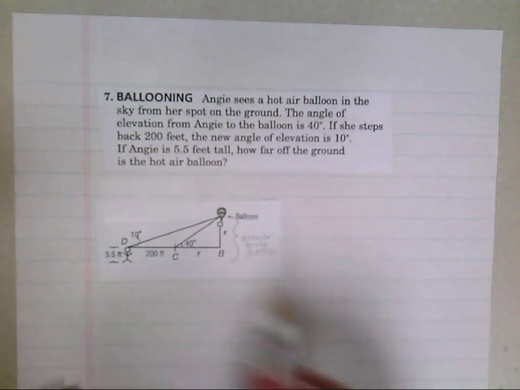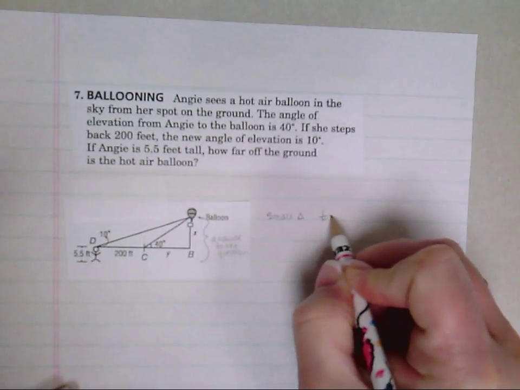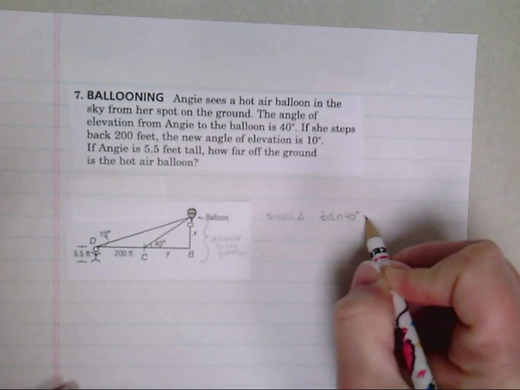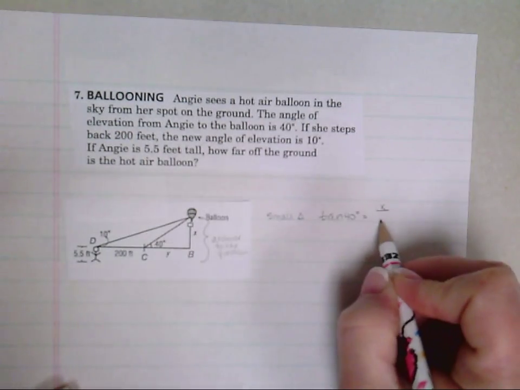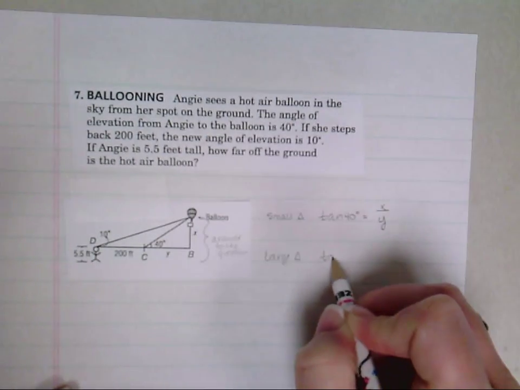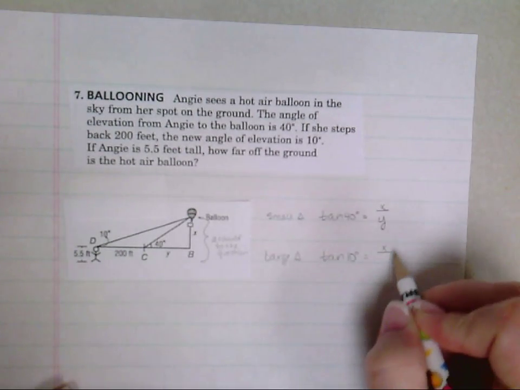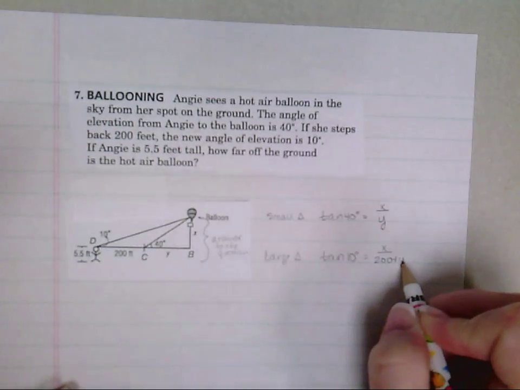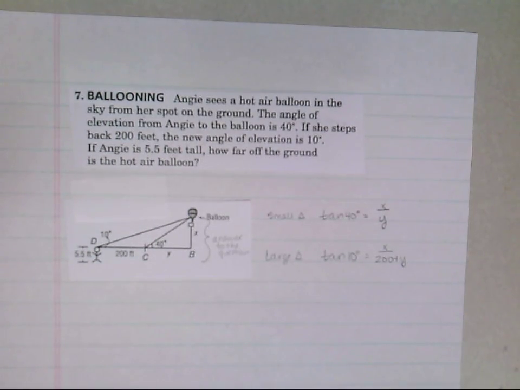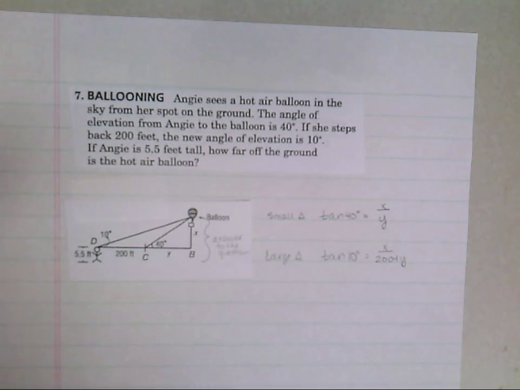So let's look at our two different formulas that we can use. If we look at the small triangle, the tangent of 40 degrees is equal to the opposite, which is x, over y. If you look at the large triangle, the tangent of 10 degrees is equal to x, the opposite, over 200 plus y. We had to add them together because that's the whole adjacent side to the 10-degree angle. We're going to ignore the fact that Angie is 5.5 feet tall at this moment.